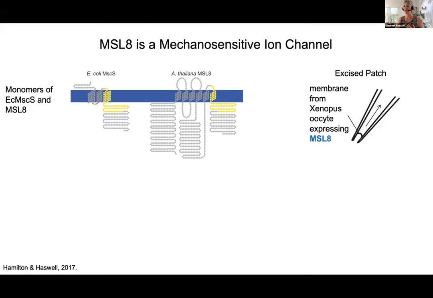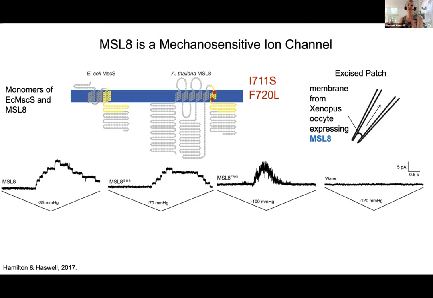We use a lot of single channel patch clamp electrophysiology to show this. We express our channels in Xenopus oocytes. We've made a bunch of point mutations in the pore lining domain of MSL8 to test and see whether they affect channel activity. And this is just an example of the types of experiments that we do.